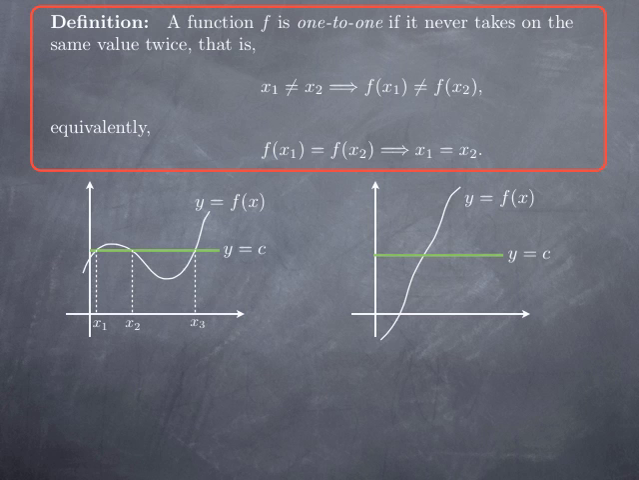But here you see that if I move around my horizontal line, I have the same property. In other words, the horizontal line intersects the graph in at most one point, and that means this one point is the only one that can be sent to the value c. Then in that case, of course, I'm never going to send 2 different x's to the same value y by f, and therefore the function is going to be one-to-one.